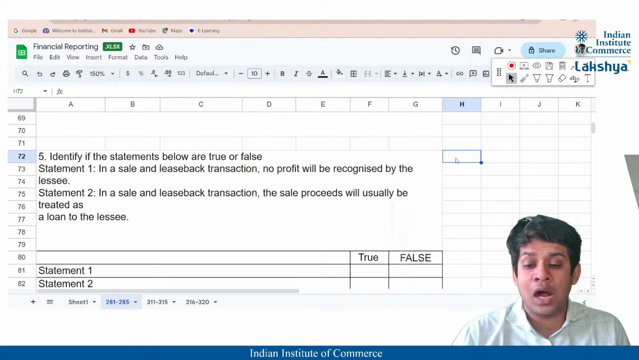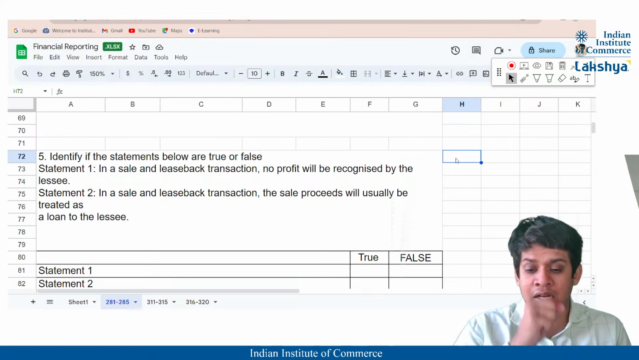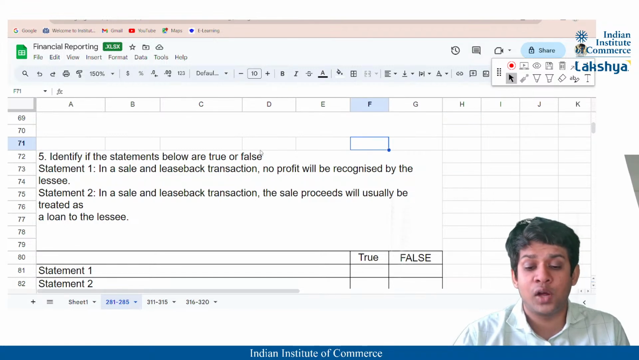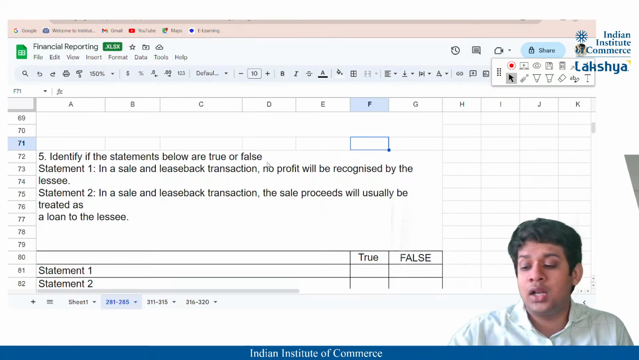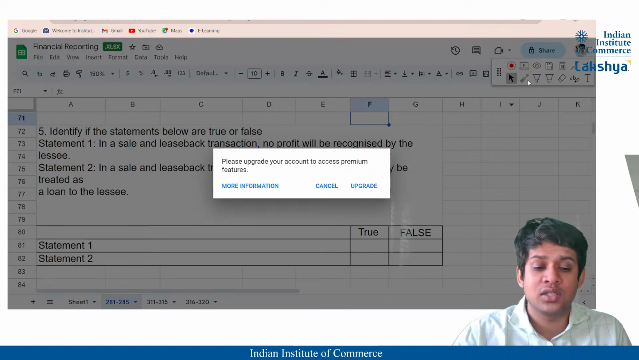Identify if the statements below are true or false. In a sale and leaseback transaction, no profit will be recognized by the lessee. That is obviously not true. In a sale and leaseback transaction, if it is accounted for as a sale, the profits related to the rights transferred are actually recognized in P&L. So it is not true. So statement 1 is false.